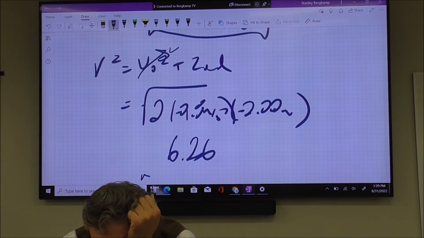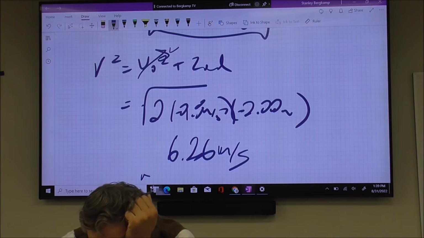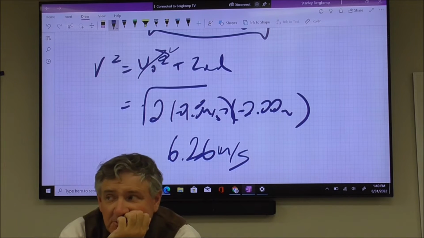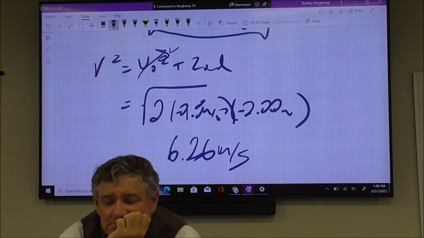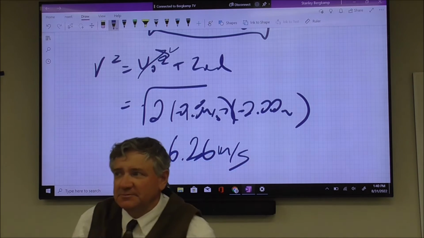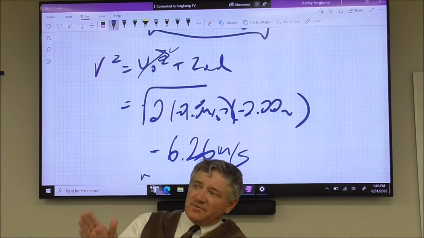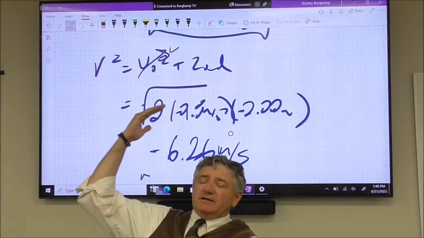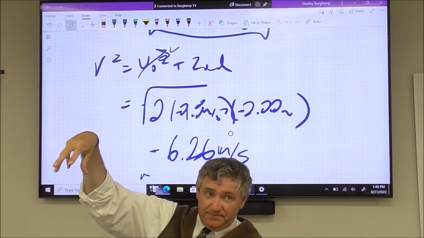6.26 meters per second. So why is that technically wrong? Because it should be negative. Well, what's the square root of 4? 2, or negative 2. Pick the negative root. Yep, problem solved. So the advantage of this method is that you're using derived values, you're using known values.